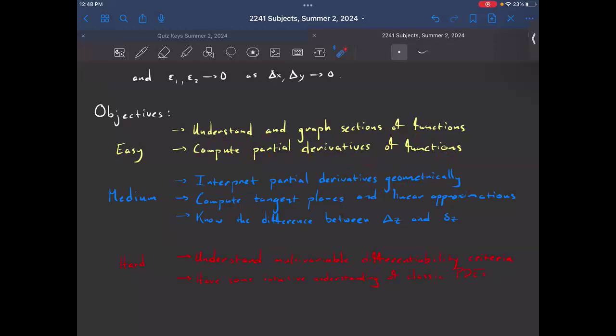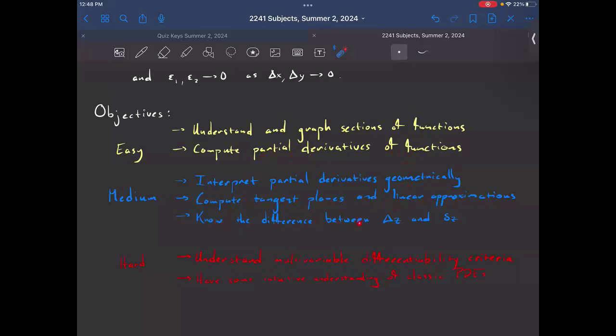All right, the medium objectives: I want you to be able to interpret partial derivatives geometrically. Same as the standard derivative of a single variable function is the slope of a tangent line, the partial derivatives of a function f are the slopes of tangent lines in different directions. So in particular, along the x and y directions. What else? You should be able to compute tangent planes and linear approximations. These are really the same thing. You just use the tangent plane to compute a value to get a linear approximation. And these actually come from being able to compute partial derivatives.